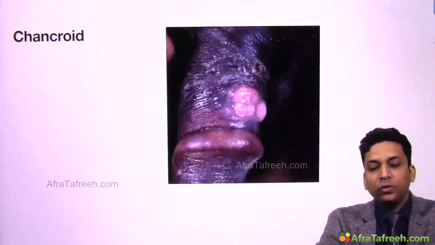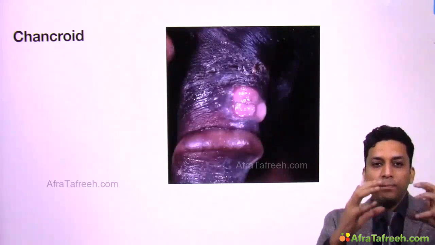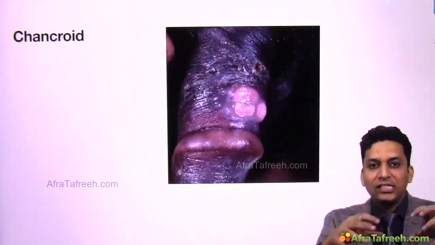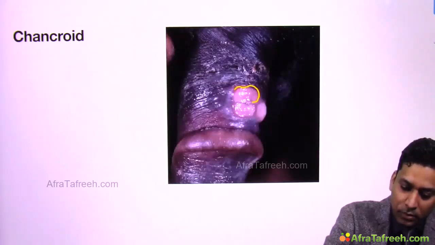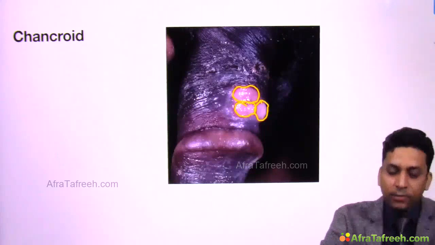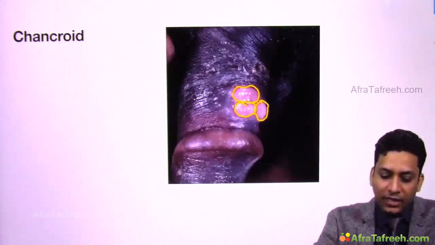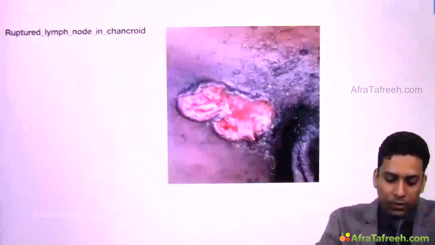Then chancroid, I told you, presents with multiple painful genital ulcers with undermined edges. So not single, multiple genital ulcers are present, with undermined edges, and they are painful.